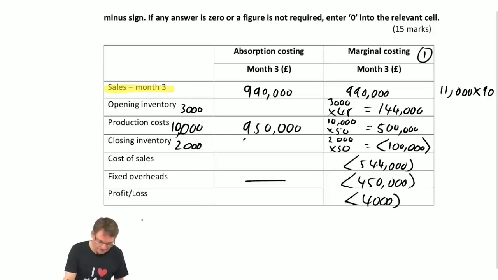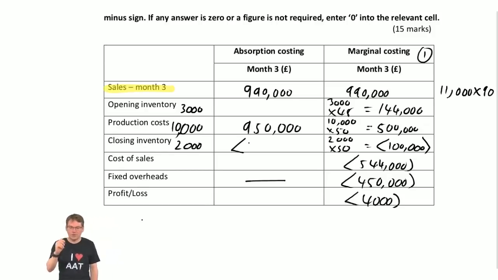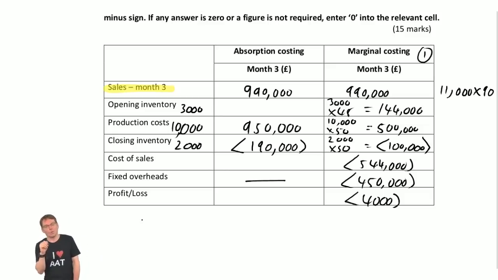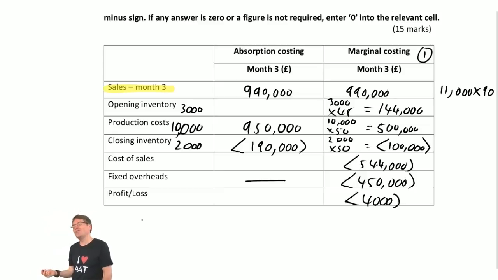Closing inventory, again, will be valued at £95, so that's going to be 190,000. We have the same issue that we had with the opening inventory for the marginal costing. Opening inventory, those 3,000 units will have been made last month.